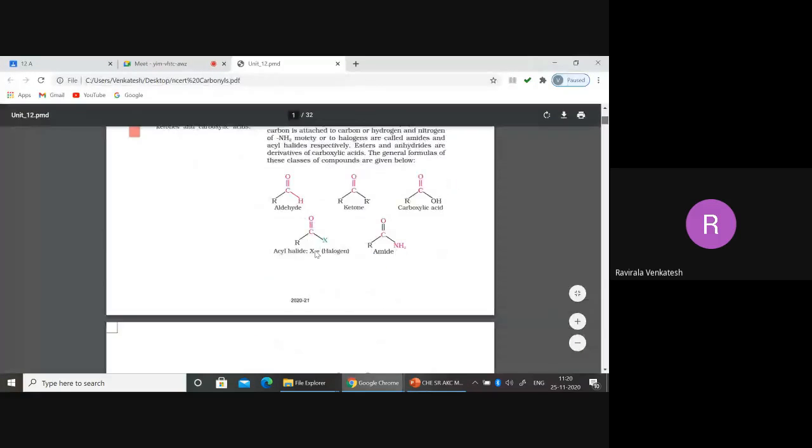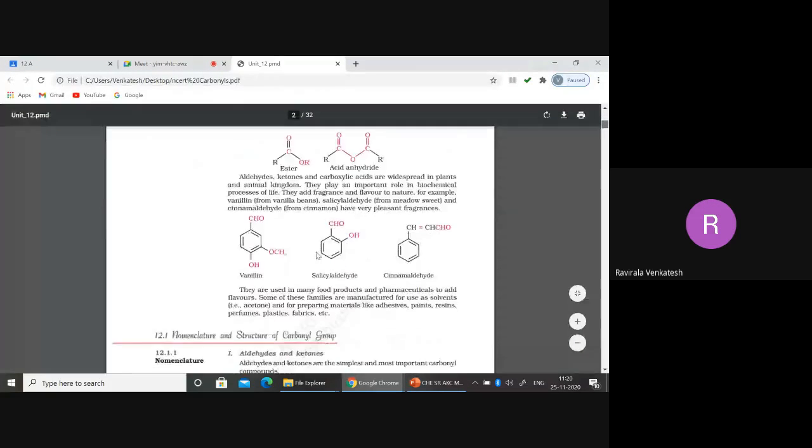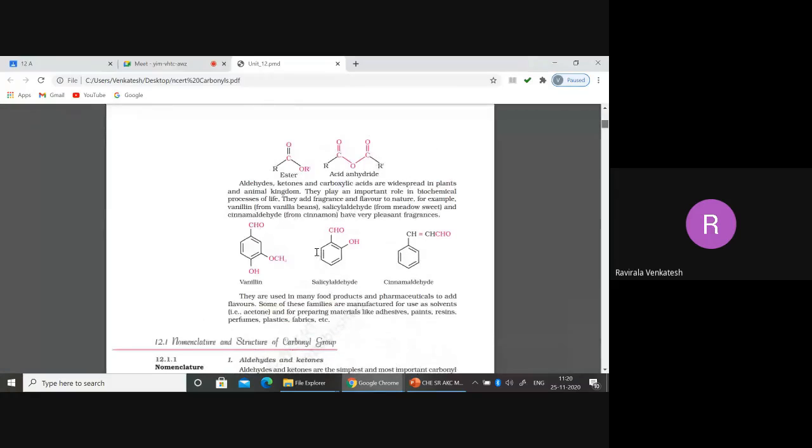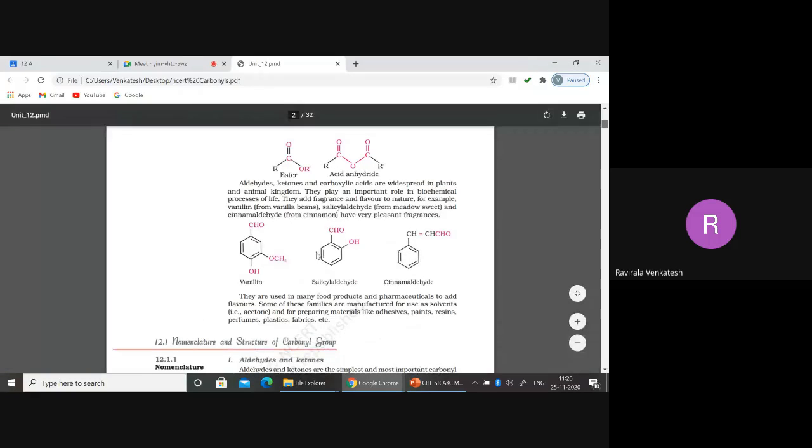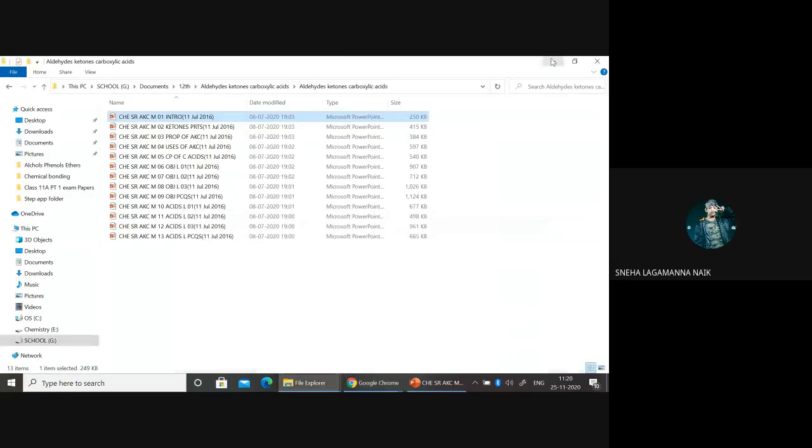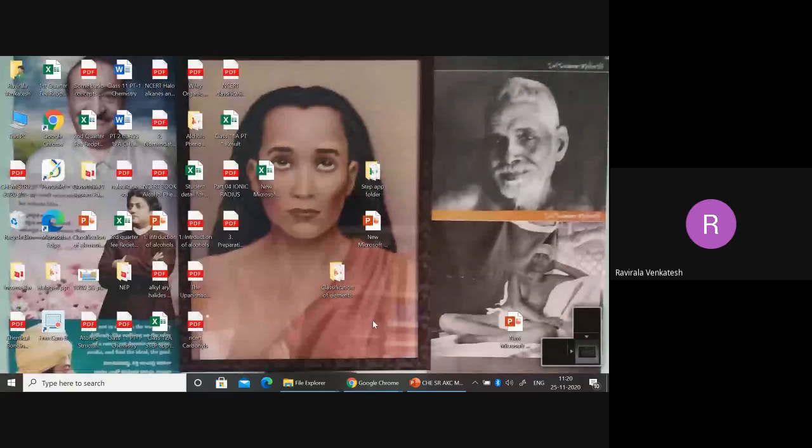Now you observe here in your textbook. This is the textbook. You have already discussed cinnamaldehyde. Correct or not? Discussed or not? Yes, sir. Just a minute.